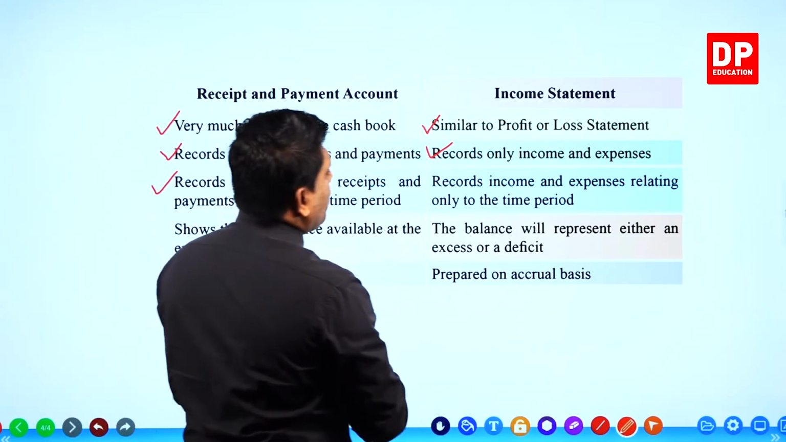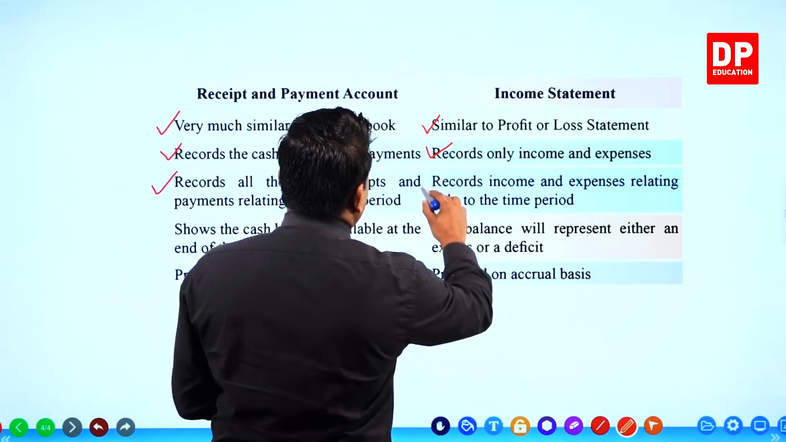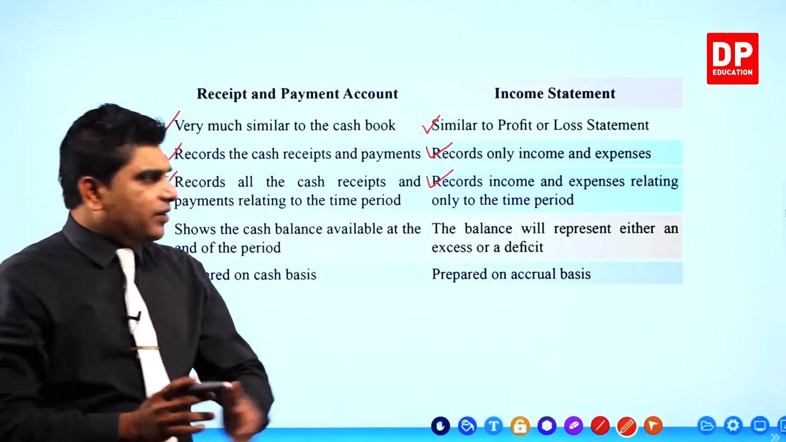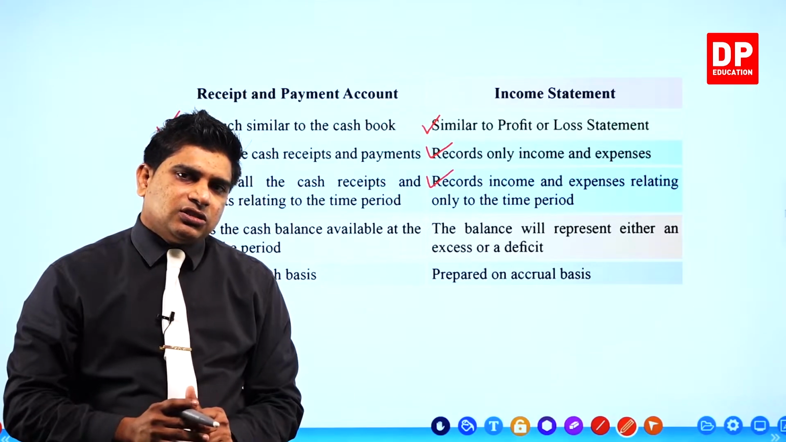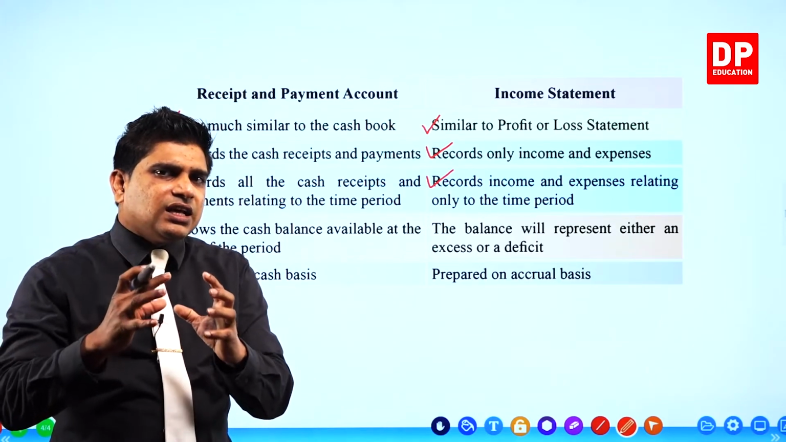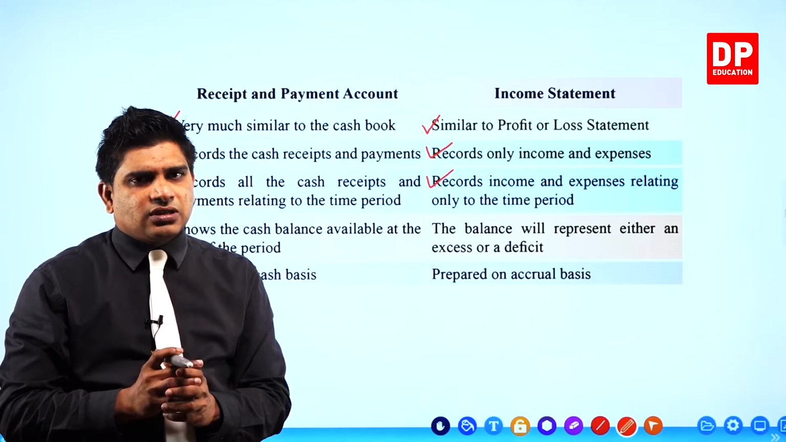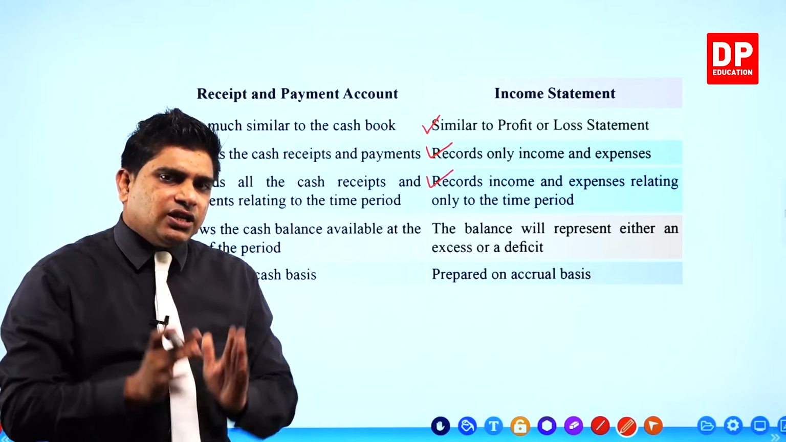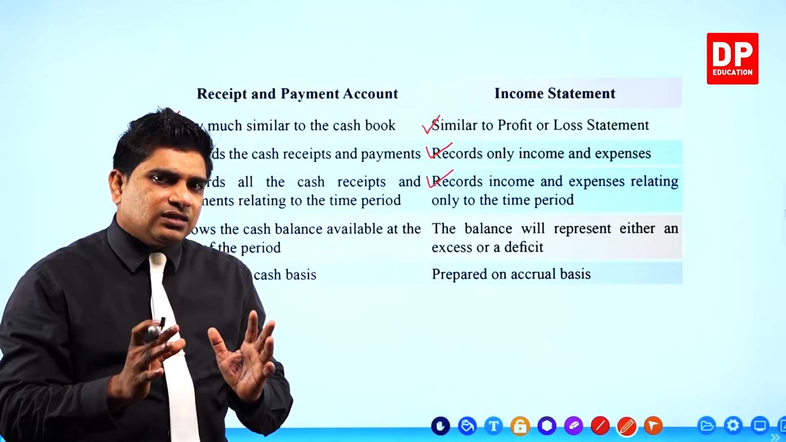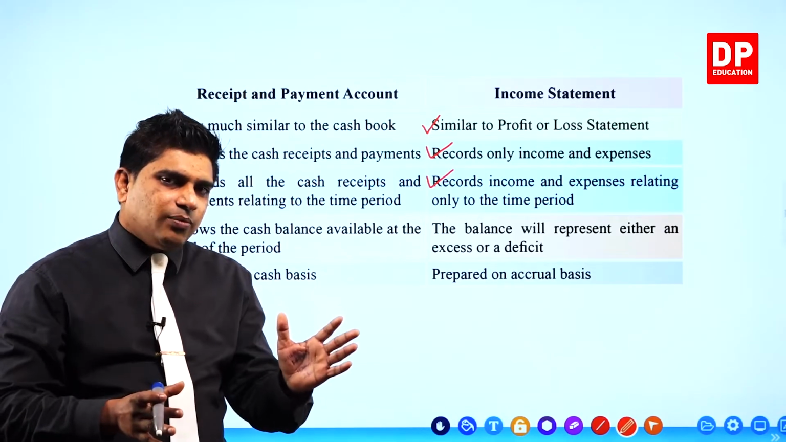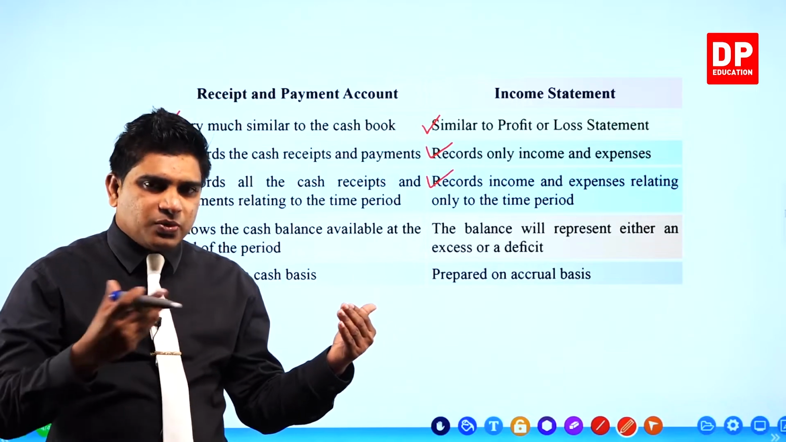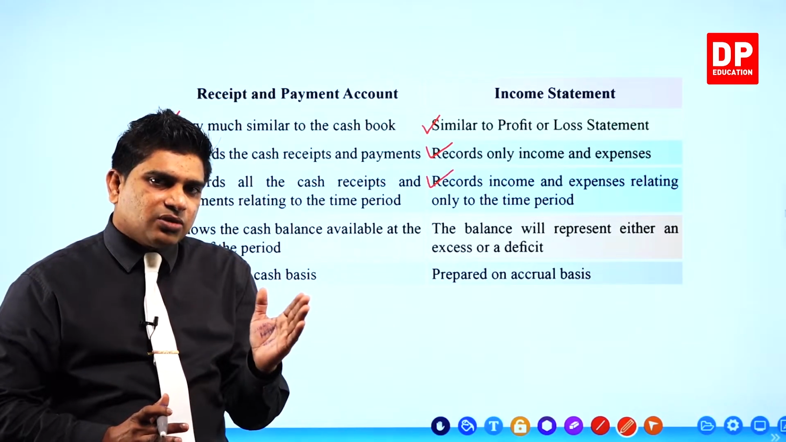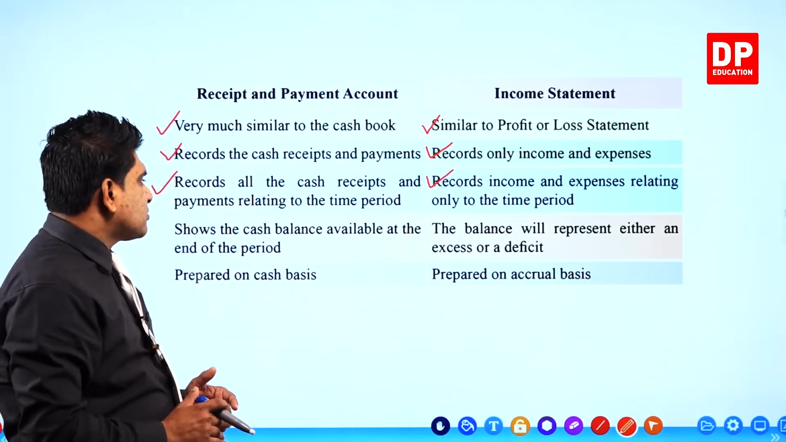The income statement records income and expenses relating only to the time period. Remember, whether we paid or not, we consider the relating expense. Whether we received by cash or not, we consider annual income and annual expenses. Here we don't think about cash movements.